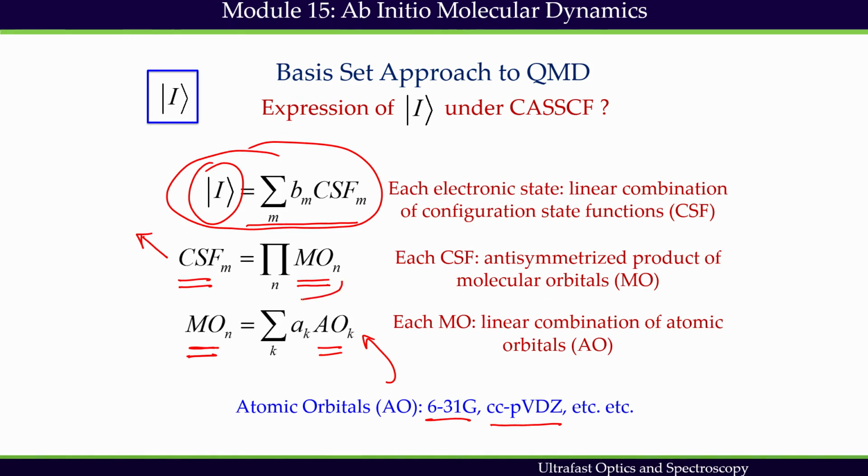Taking the antisymmetric product of molecular orbitals, we get the configuration state function. Each configuration state function is added to get the final electronic wave function. So this is the hierarchy used for the CAS-SCF methodology. We'll stop here and we'll continue this module in our next lecture.